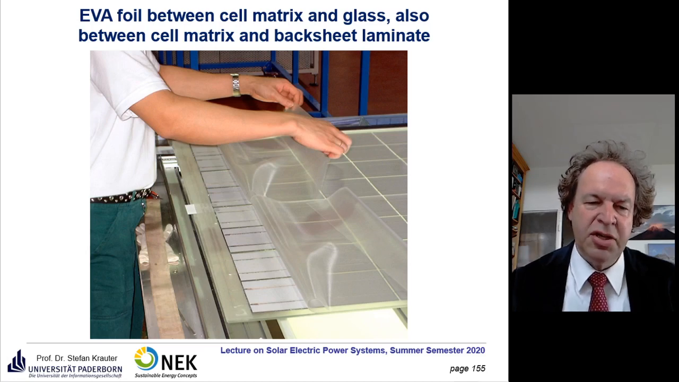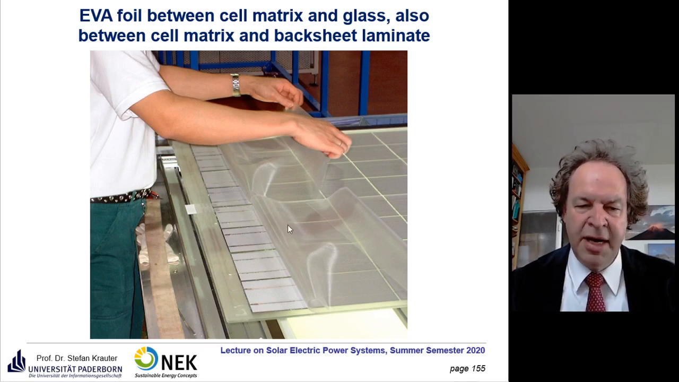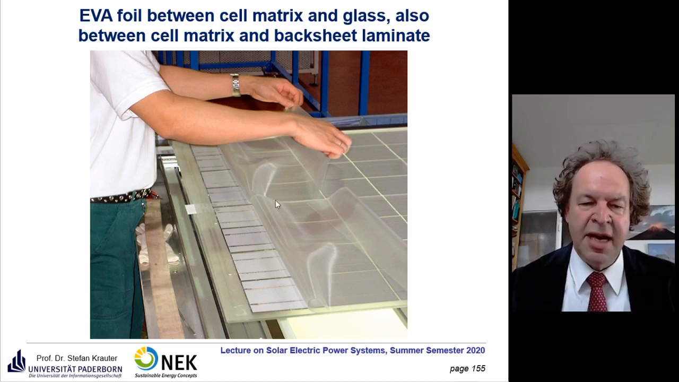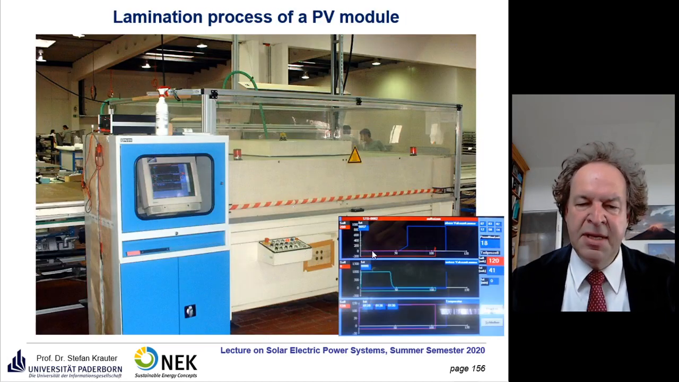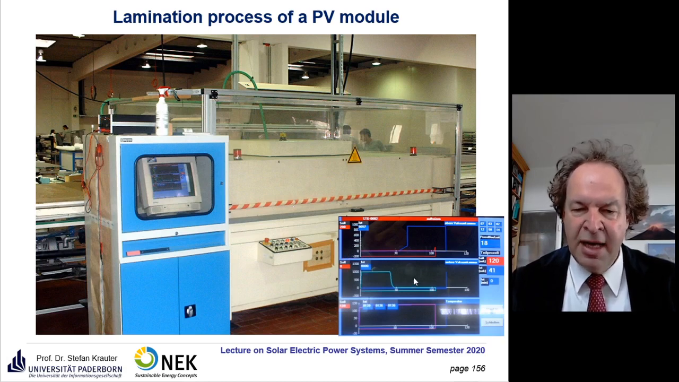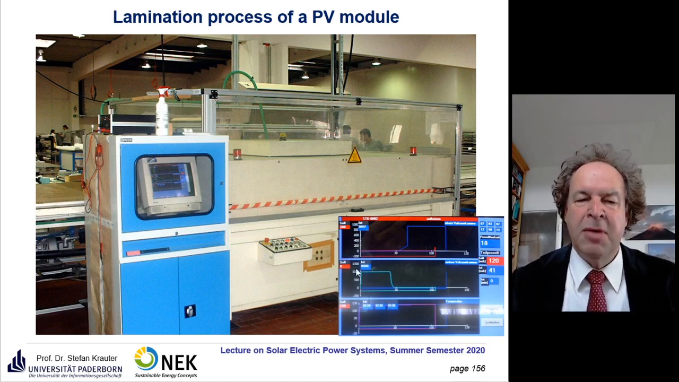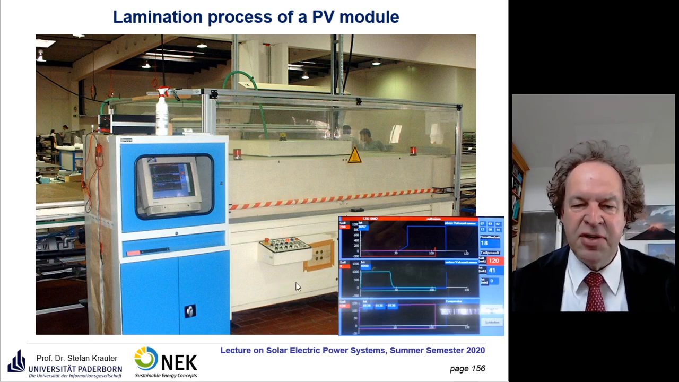Here you see the application of the EVA foils. As I told you already, these are semi-transparent in the beginning, and after the lamination process, they become totally transparent. Here you see just a laminator. The lamination has to be carried out in a certain pressure-temperature profile, which is shown here on the right part. There are different kinds of EVAs: normal cure EVA, fast cure EVA, or super fast cure EVA.